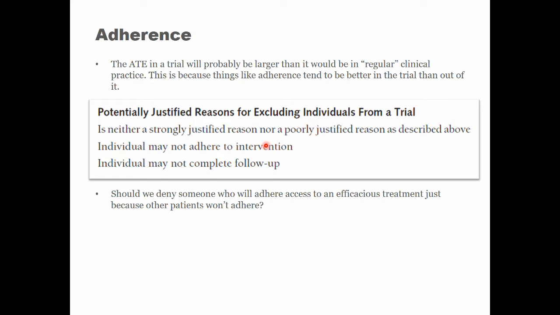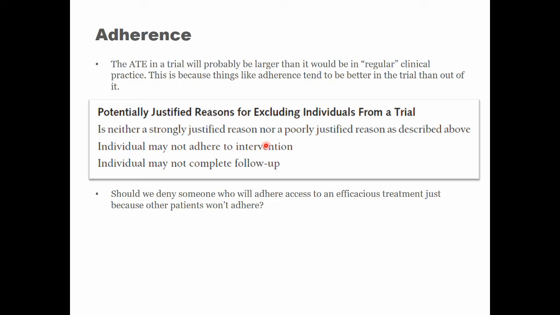All right, so that brings us into adherence, which is kind of another argument that gets made. And so right here, for example, the paper said potentially justified reasons. So people might not adhere to the intervention. People might not complete follow-up. So we try to get people involved in a trial who are going to actually do what we ask them to do. Because if they don't, then it dilutes the apparent effect of the treatment. So we want people who are going to adhere to the treatment. We want people who are going to show up for follow-up so they don't drop out of the sample. And so at the end of the day, we get this kind of special group of people in our trial.